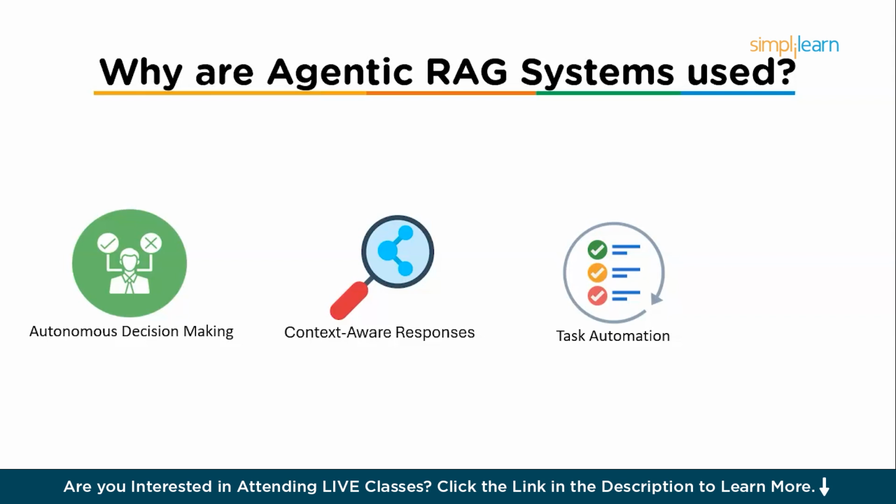Now moving on to the last one, we have scalability. Since agentic RAG systems are capable of continuously retrieving external data and using it for decision making and actions, they can easily scale across multiple use cases and environments.